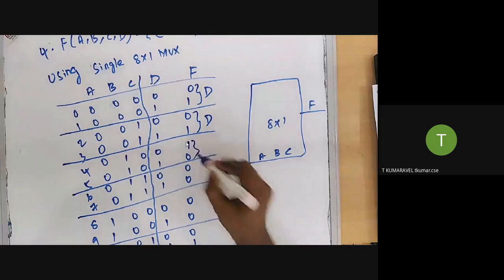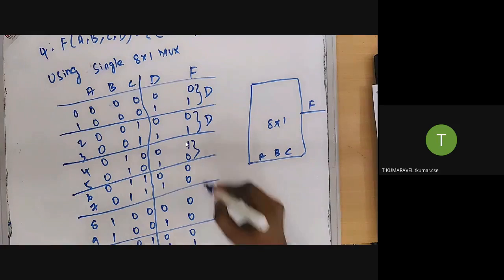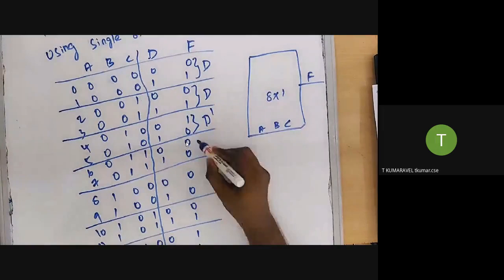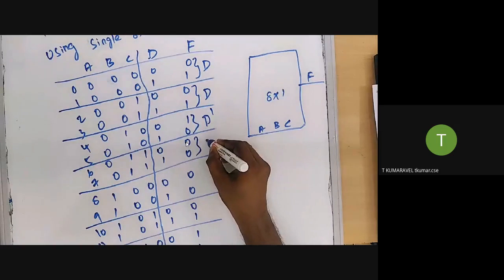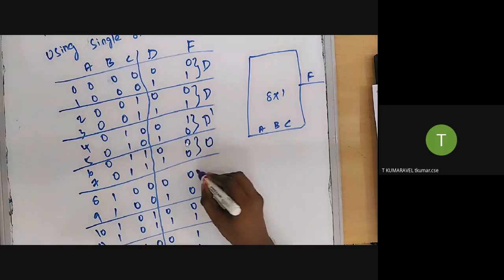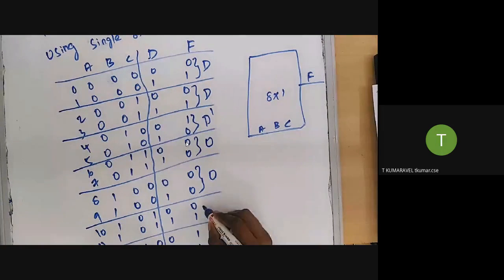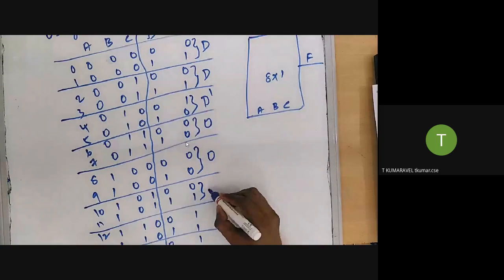Similarly for the third one, what happened? The D value is 0, 1 and the output value is 1, 0. It's the complement of the D value. Similarly for the next group, both of the outputs are 0. That's why I'm going to write it as 0. Here both of the outputs are 0, so I'm going to simply write it as 0. For the next, the functionality is similar to D, so instead of writing 0, 1, I'm going to write D.